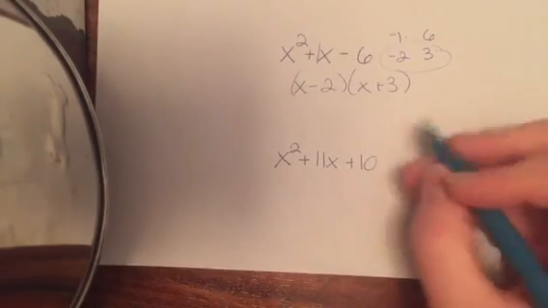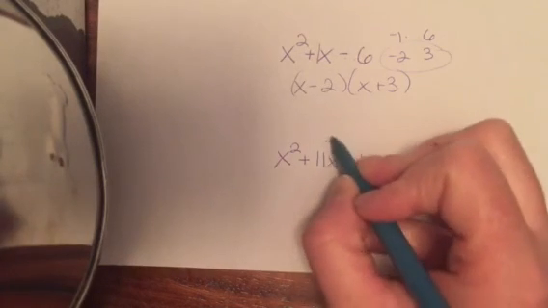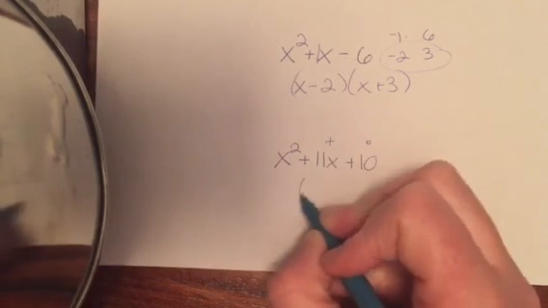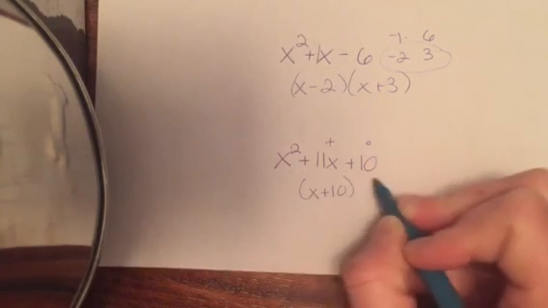And last one, they multiply to get 10 and add to get 11, and that would be x plus 10 and x plus 1.